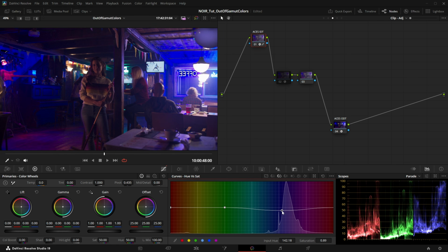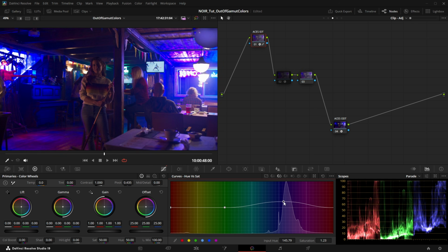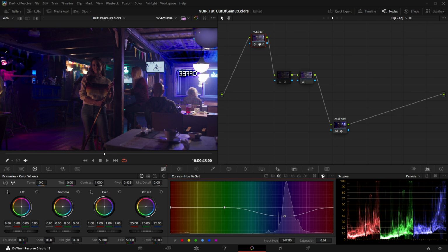And finally, also the curves behave kinda weird. For the hue versus curves, this is mainly true because they also work in HSL, so it's the same issue as with the qualifier. The color conversion to HSL creates the wrong values in the saturation and luminance channels.